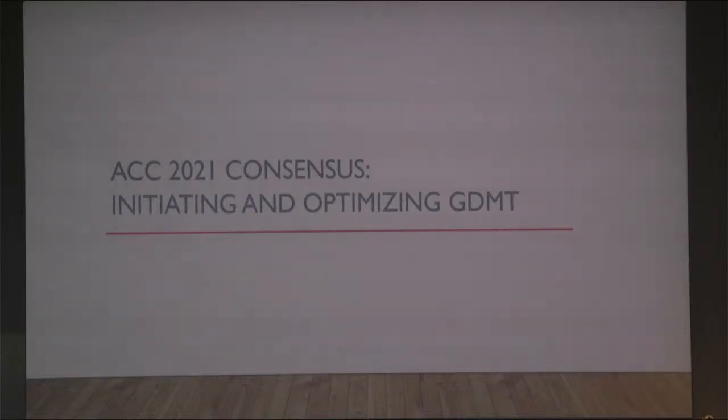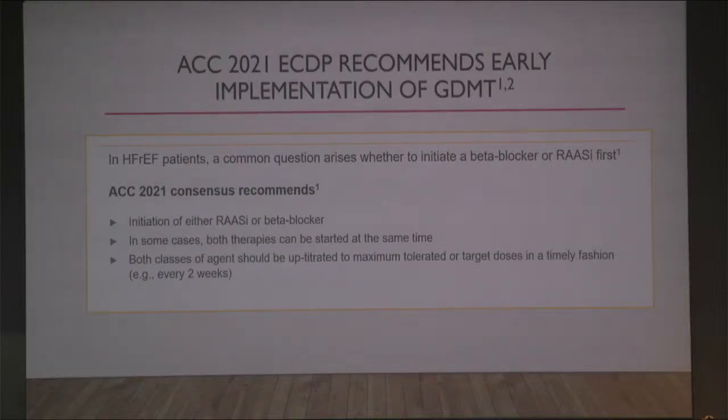Now let us quickly review what the recent guidelines have to say about initiating and optimizing guideline-directed maximal therapy during the hospitalization phase. The ACC expert consensus decision pathway recommends that GDMT be started as soon as possible during hospitalization. Whether to start beta blocker first or ACE inhibitor first has been a controversy right from the CIBIS 3 trial. They recommend that either RAS inhibitor or beta blocker can be started. At times, it can be prudent to start both of them simultaneously, and they can be up-titrated as fast as every 2 weeks.